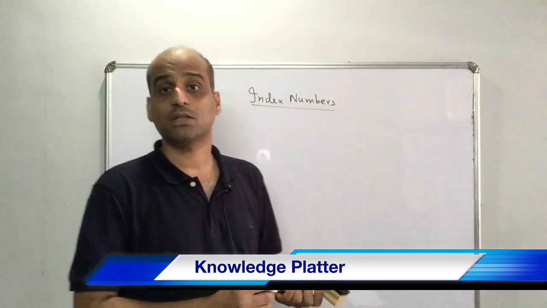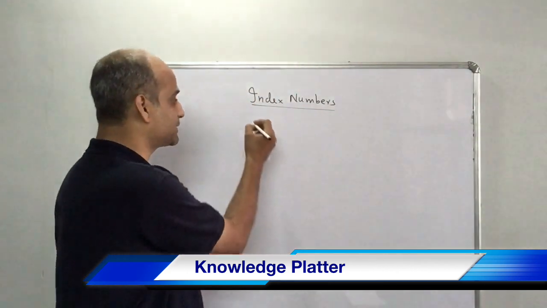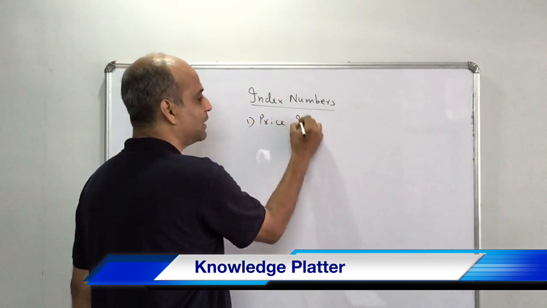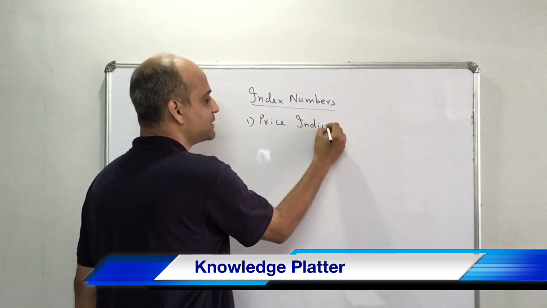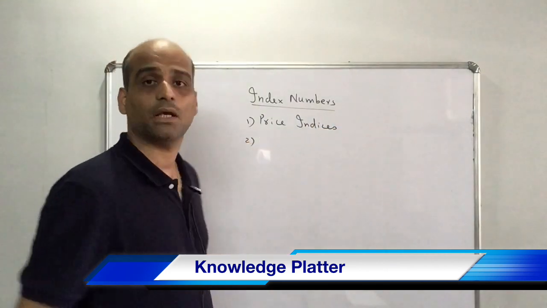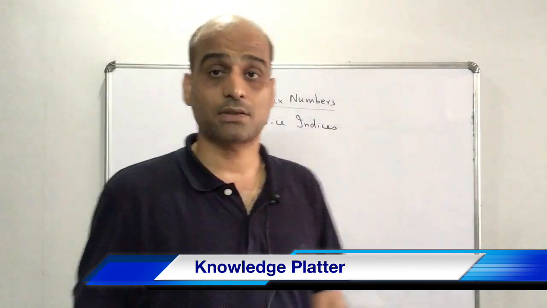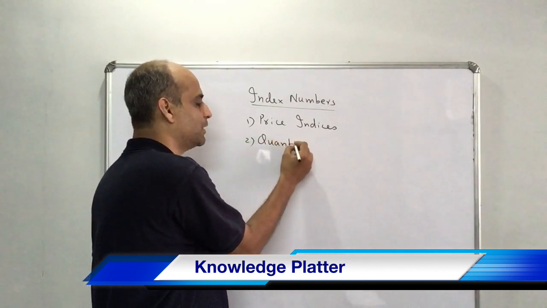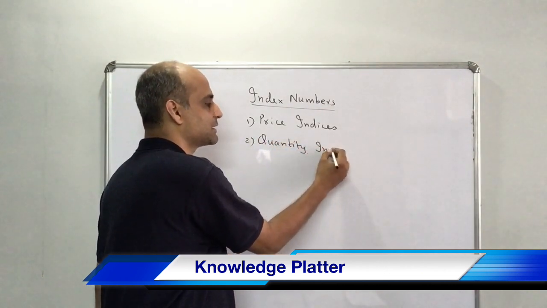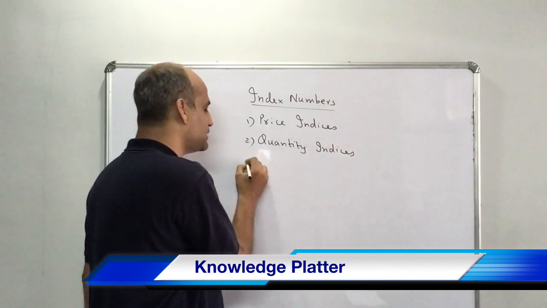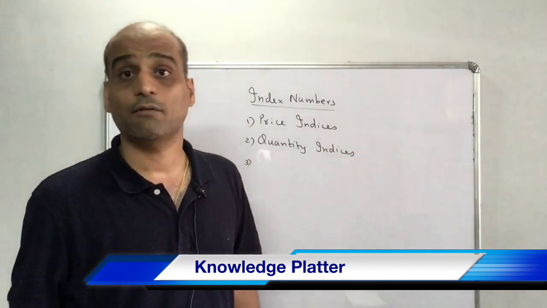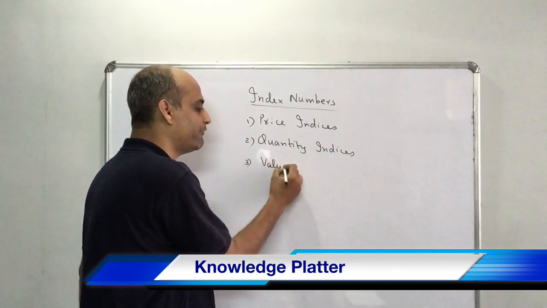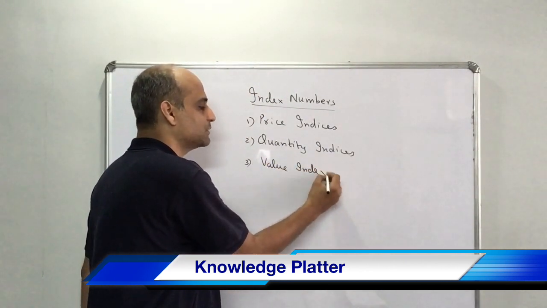The first one is called the price index. So the first category is the price indices. The second one is the quantity index, or quantity indices. So second, we are going to study the quantity indices. And lastly we are going to study the value index. So the third one is the value index.